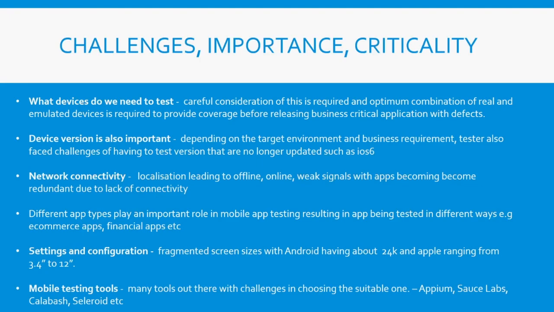Now, you need to understand another important challenge that you might face, which is network connectivity. Localization leading to offline, online, weak signal. So these are the kind of things that you need to consider as a tester. How would my application behave when there is no network connectivity, when I'm online, when there are weak signals, or when, due to lack of connectivity, I'm switching from one provider to the other? So these are the kind of things that you need to consider as well.